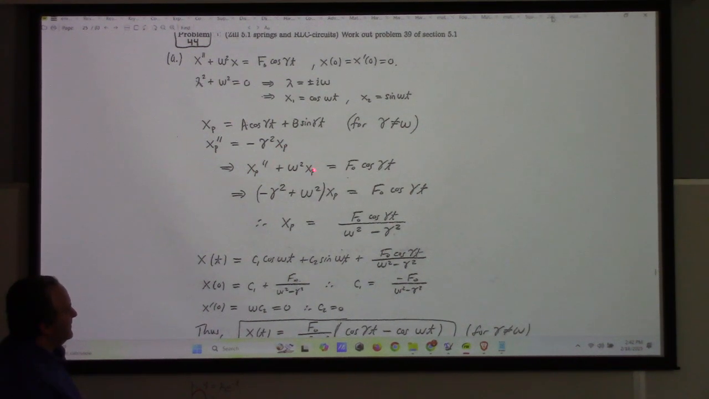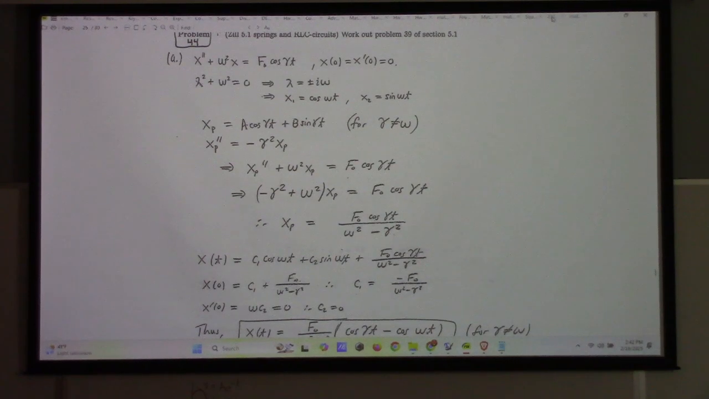This is one of these cool problems where you can just solve for x_p directly. And there it is. That's the particular solution in this case. Now, the general solution looks like this. And that was part A.